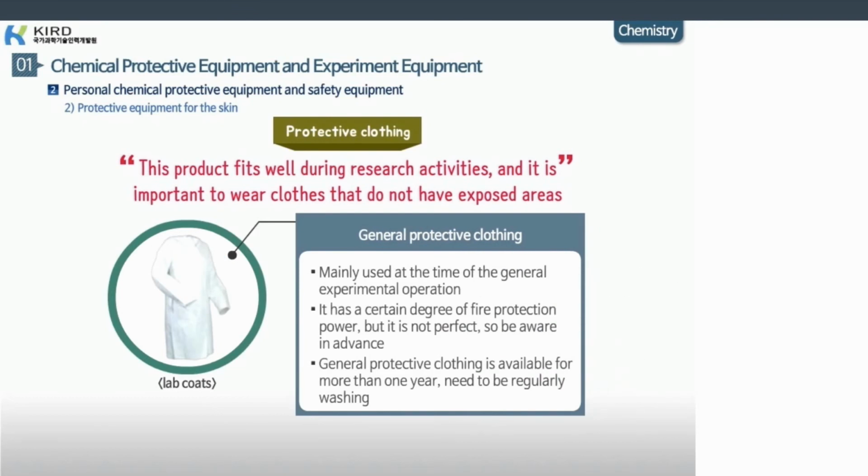General protective clothing is mainly used at the time of general experimental operations. It has a certain degree of fire protection power, but it is not perfect, so be aware in advance. General protective clothing is available for use lasting more than 1 year, and it needs regular washing.